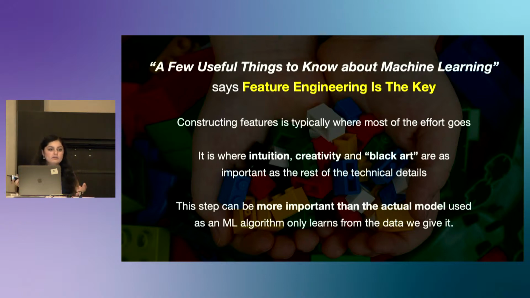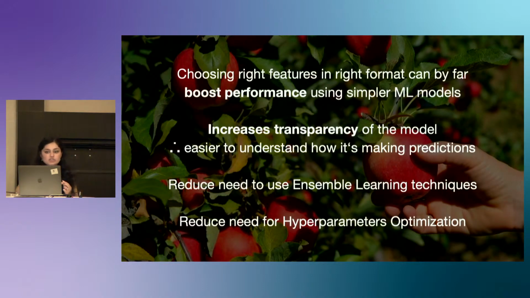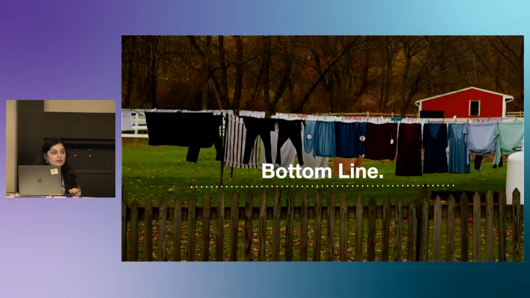As we said, a machine learning algorithm is only as powerful as the data that you provide it. Choosing the right features in the right format can by far boost performance using simple ML models. Consider a data set that you directly feed into a machine learning model, and a data set on which you've done enough processing and feature engineering. It is highly likely that it will perform much better. It increases the transparency of the model, and much more, it increases your understanding of the model and reduces the need to do heavy, complex ensemble learning techniques. And also, it reduces the need for tuning hyperparameters every time you change any attribute of a data set, and their optimization. That being said, the bottom line is there are so many processes that need to be done before data becomes really ready for a machine learning model.